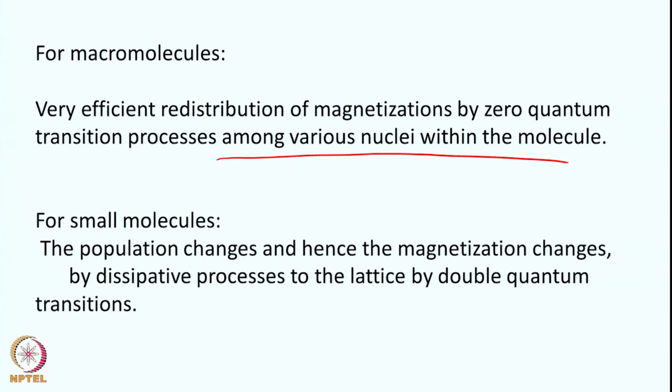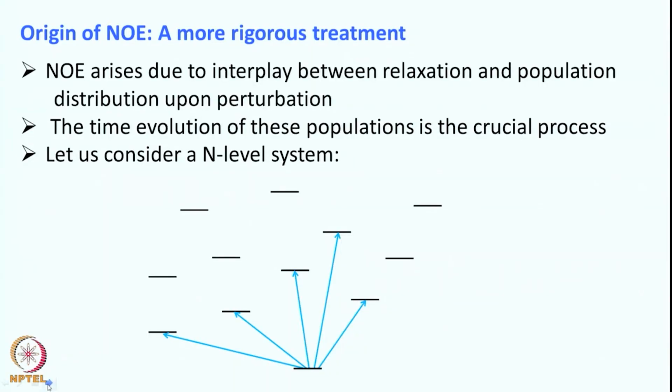However, for a small molecule, redistribution of population happens, but here it is mostly dominated by double quantum transition. So, if zero quantum dominates, there is a negative NOE; if double quantum transition is the dominating factor of redistribution of magnetization, then it is positive NOE. So, for macromolecules like proteins, we have negative NOE. For small molecules like a small organic molecule, we have positive NOE. So, let us move ahead.